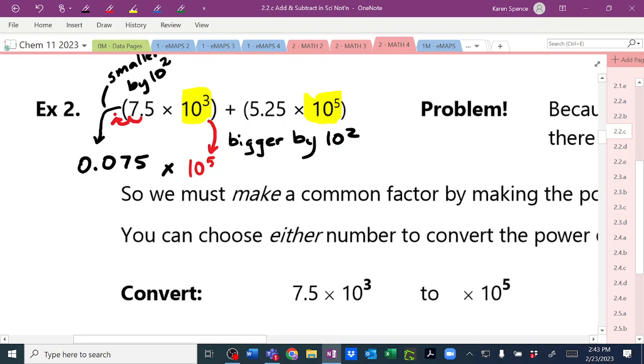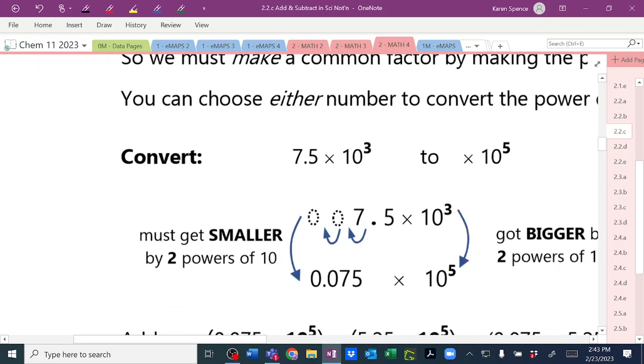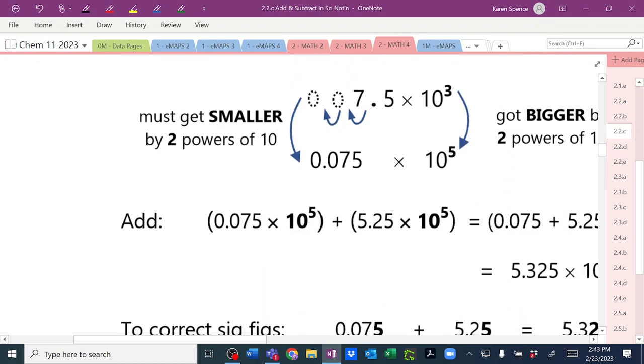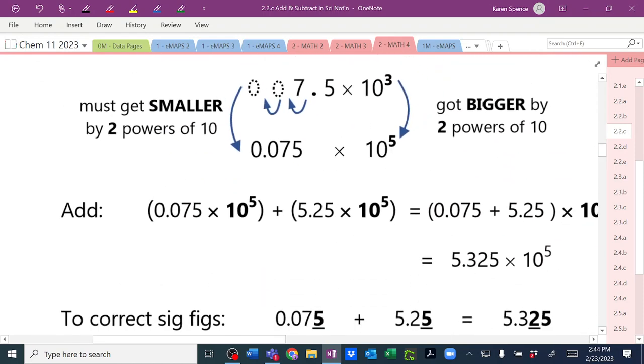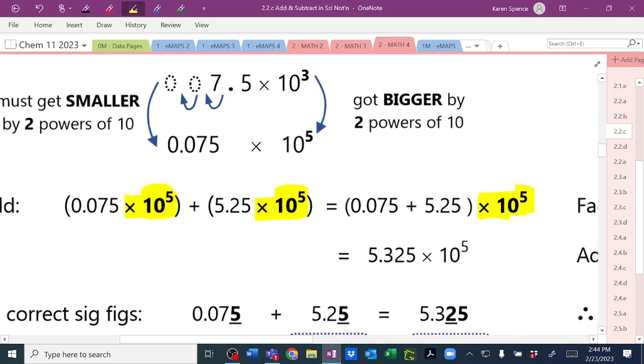So now we have 2 numbers. This just walks you through it. And here we are with our 2 numbers that now both have 10 to the 5. So we can now factor out times 10 to the 5. What we are left with is our coefficients.